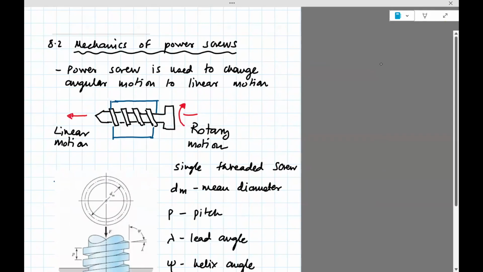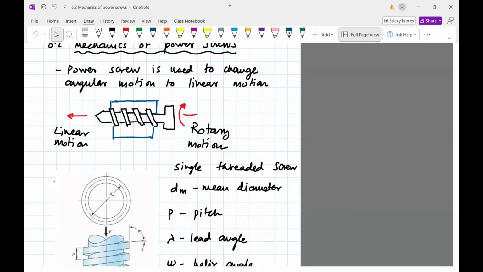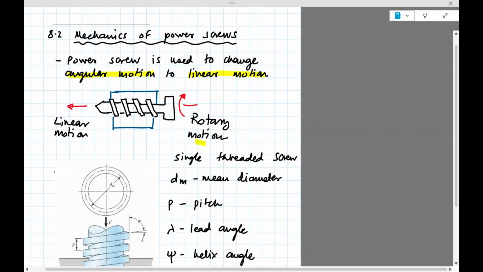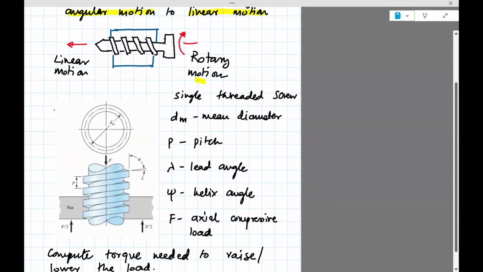So let's get to the mechanics of power screws. As I said, a power screw is used to change angular motion to linear motion. Motors do rotary motion, and that would be converted to linear motion with a power screw. Okay, here is a caricature of a screw. Usually there's a screw and a nut, which is used to attach the screw to the member.